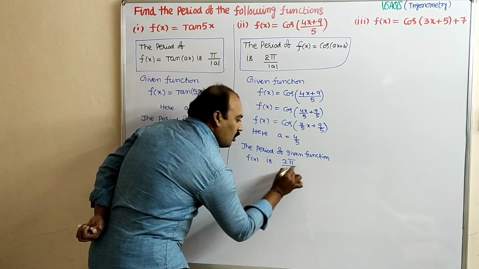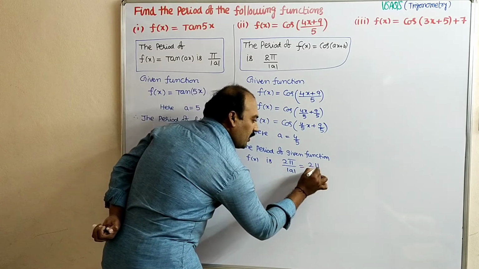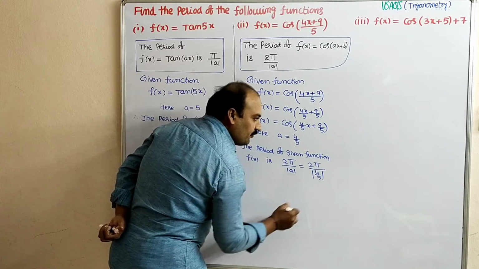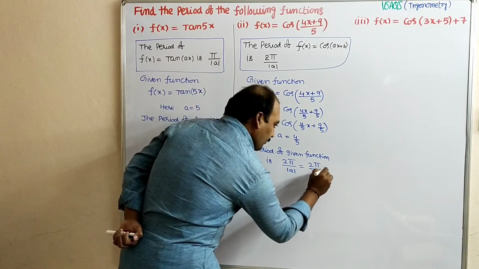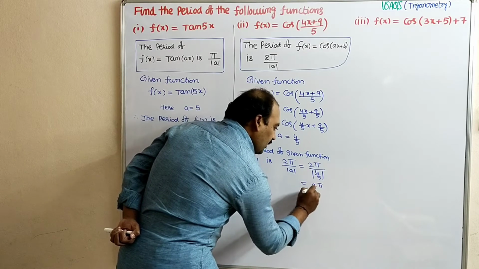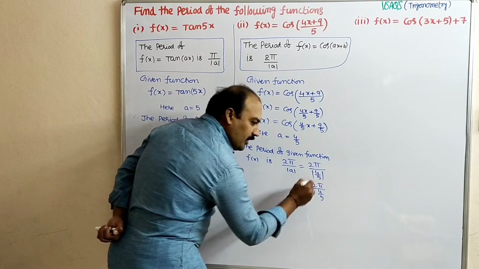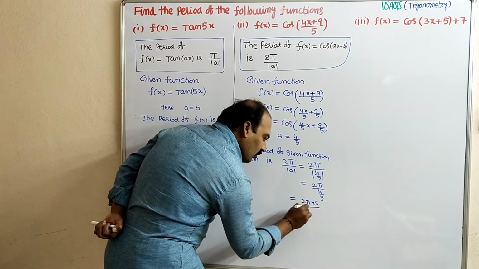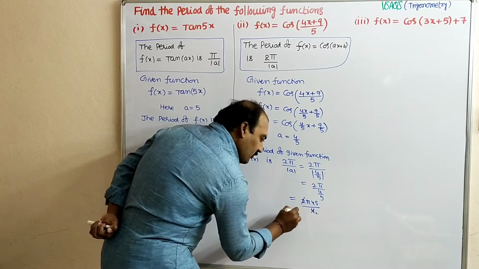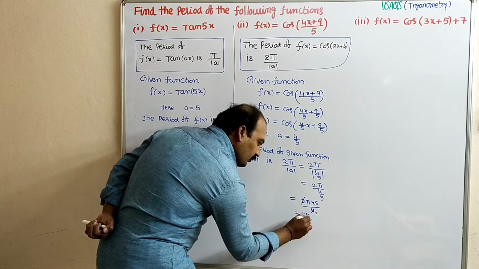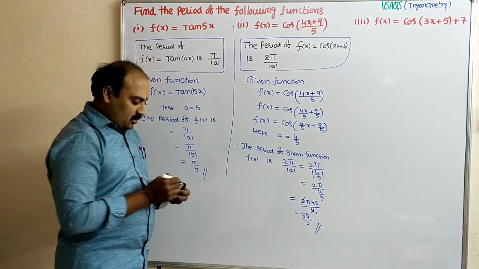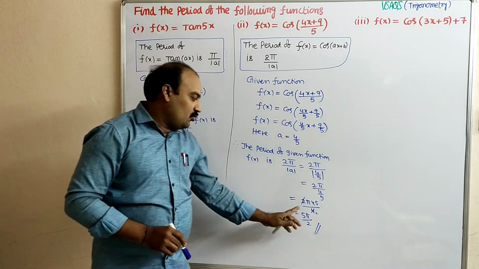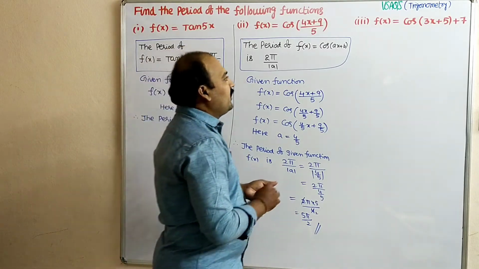2 pi by mod a, which is equal to 2 pi by mod 4 by 5. Anyway it is positive. You can write it as 2 pi divided by 4 by 5, denominator of denominator will become numerator. So which is equal to 2 pi into 5 divided by 4. 2 ones are 2, 2 twos are 4, which is equal to 5 pi by 2. Therefore, the period of the given function cos of 4x plus 9 by 5 is 5 pi by 2. We'll move to the next question.